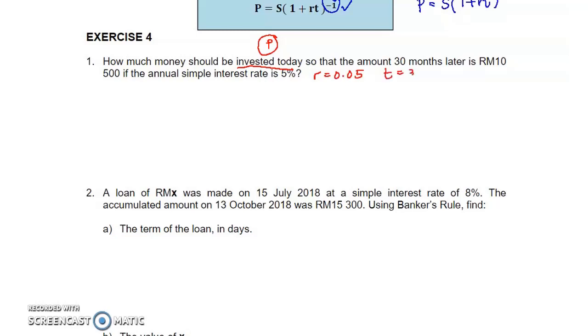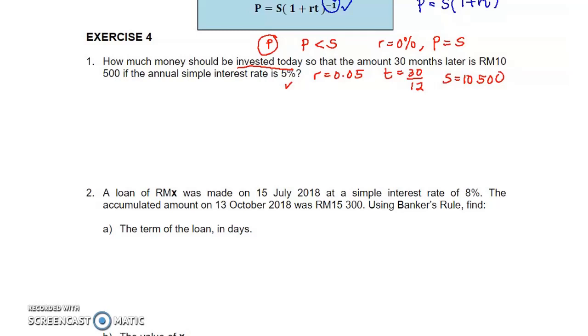T is 30 months, convert to years by dividing by 12. The amount 30 months later is 10,500, so this is value S, the value at the end of a certain period of time. Remember, when you calculate value P, the value must be less than S, so your answer must be less than 10,500 because you have interest. If you don't have interest, meaning R equals 0%, then value P is equal to value S because there is no interest.